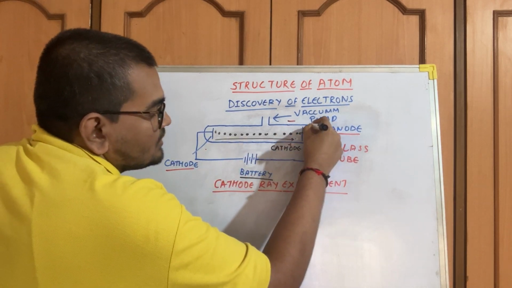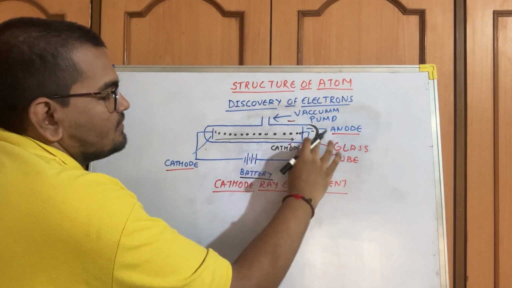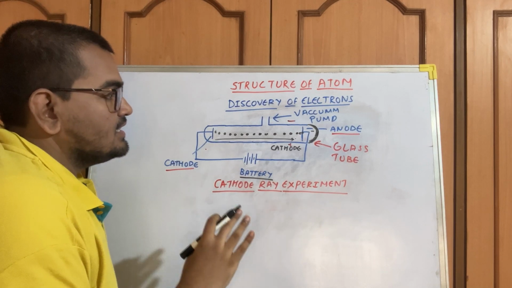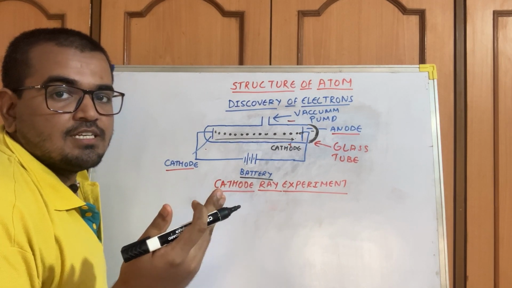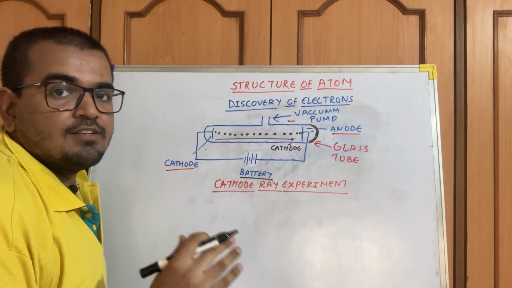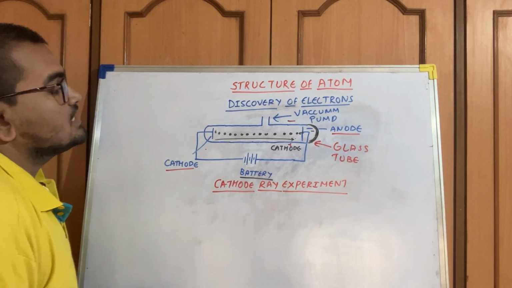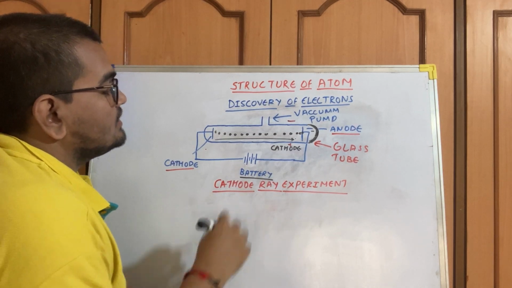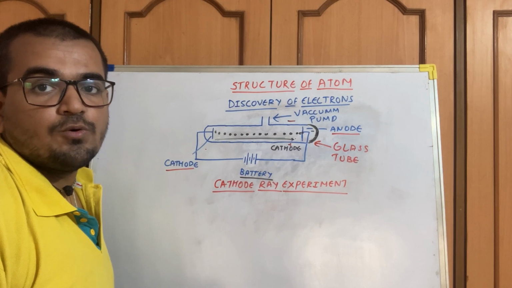So we coat a fluorescent material behind the anode which glows when it passes through the hole and strikes the fluorescent material. This is what happens in a television set when the picture strikes the fluorescent material on the screen. It appears on the screen basically. So next, the rays traveling from cathode to anode are known as cathode rays.